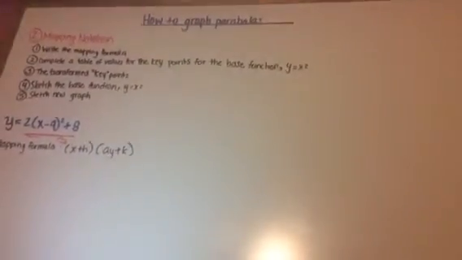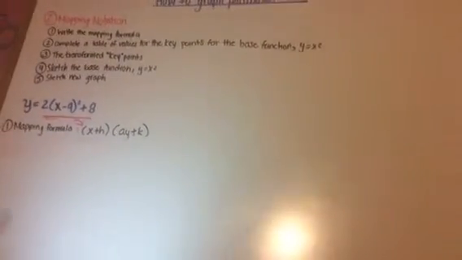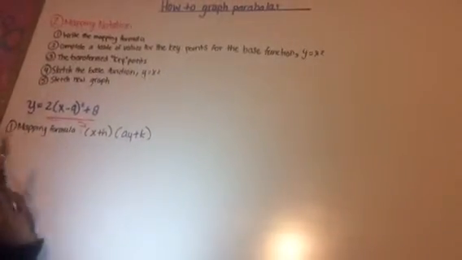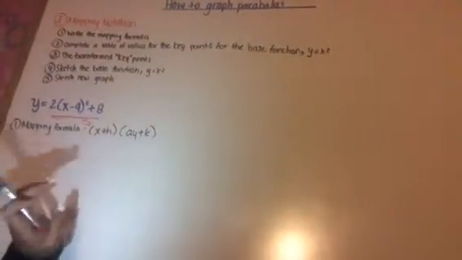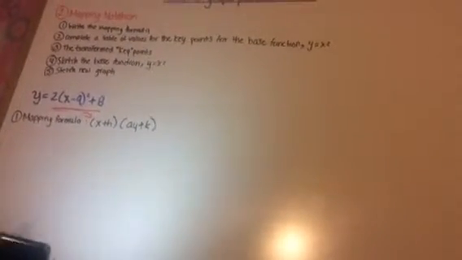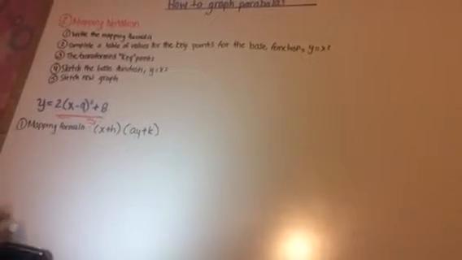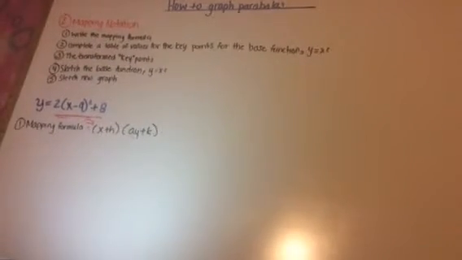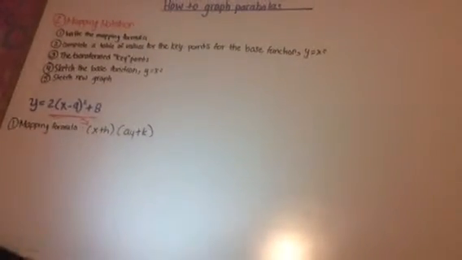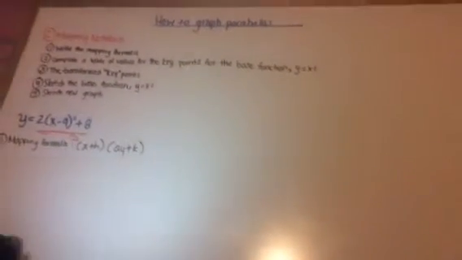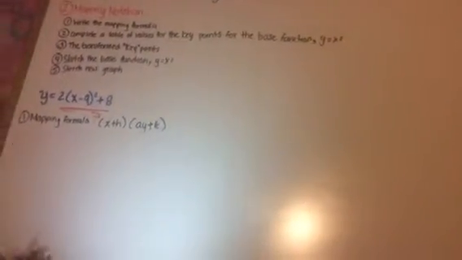The second way of graphing parabolas is mapping notation. In mapping notation, there are several steps to know how to graph it. The first step is to write the mapping formula. The second step is to complete a table of values with the key points for the base function, which is y equals x squared. Step 3 is the transformed key points, which is another table of values of the new key points. And step 4 is to sketch the base function of the parabola and sketch the new graph.